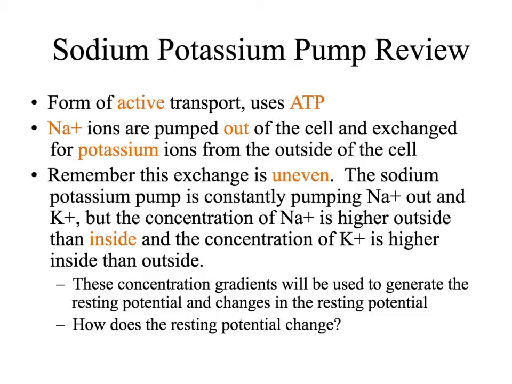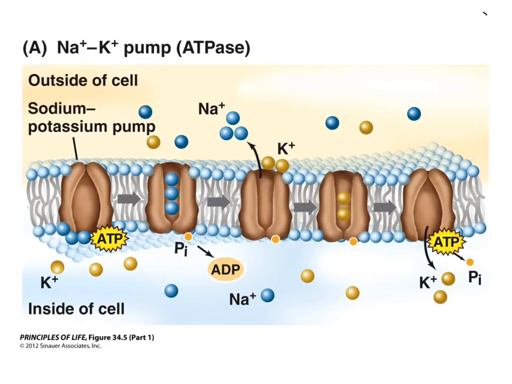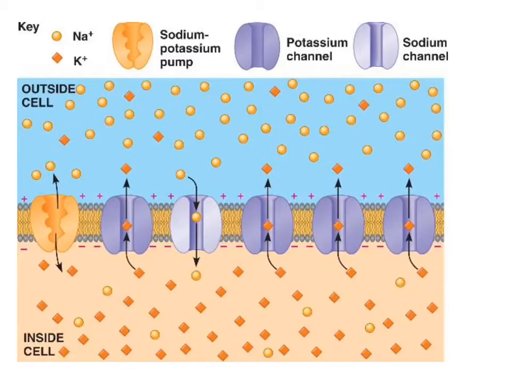So how would the resting potential change? All right, so here's a diagram of the sodium-potassium pump. And so we're breaking down ATP. Here is our protein in the cell membrane. And we can see we have 3 sodium ions being pumped out of the cell, and potassium ions are being pumped in.